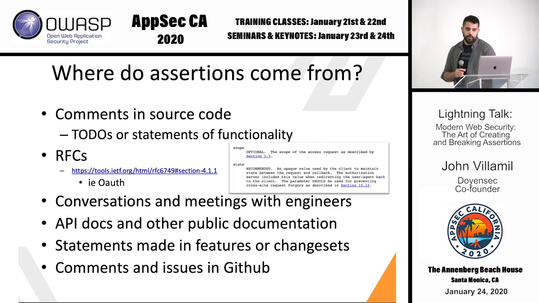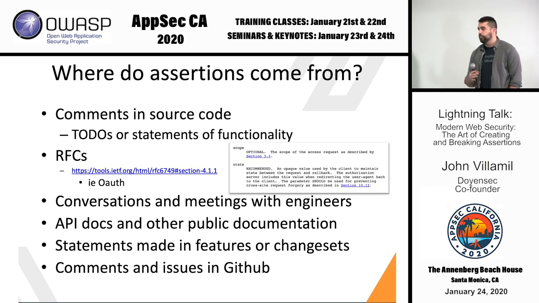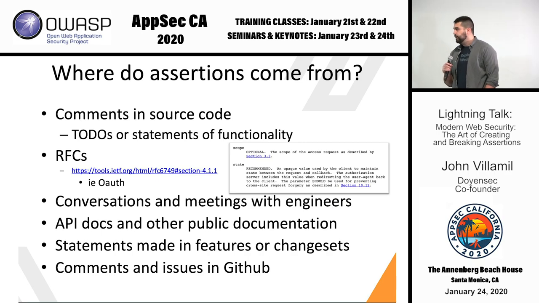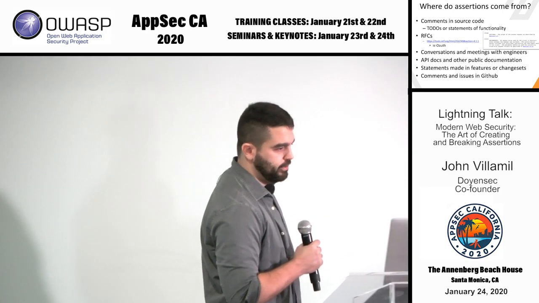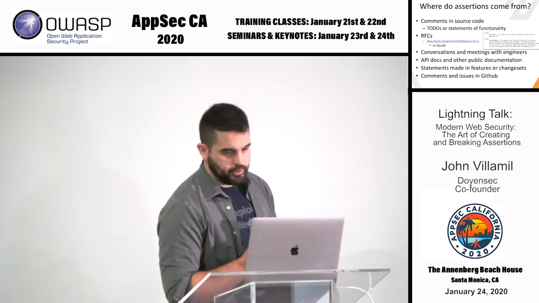So where do assertions come from? Well, anywhere really. Comments in source code, to-do statements, of course. Even comparing functions in source code. If one acts differently than another, comparing them within roles, you make your own assertions as a security tester. RFCs, the OAuth one, we use that a lot. If any behaviors contradict statements made in RFCs, that's a break of a security assertion. Of course, conversations and meetings with engineers, API docs, design docs, architecture documents, and so forth.